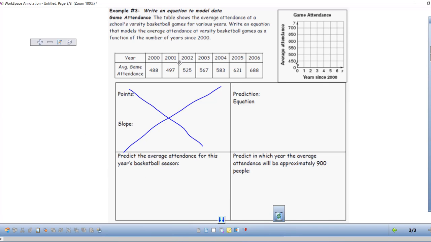Okay, so the very first thing we need to do is copy this table onto Desmos. Notice on the x-axis, it has years since 2000. So the year 2000 is actually year 0. We don't have to type in 2000 and 2001. We just put 0, 1, 2, 3, and so on.